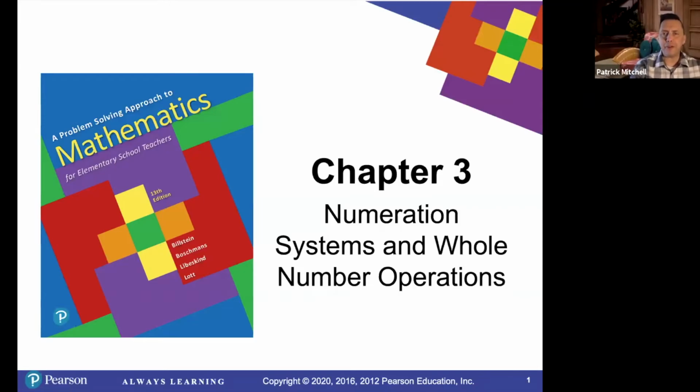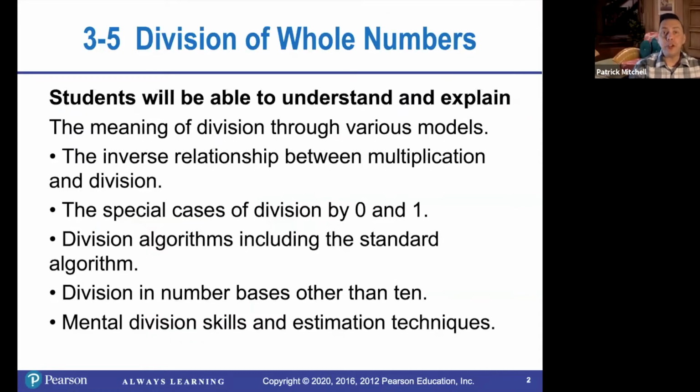We're finishing up Chapter 3 today on numeration systems and whole number operations. Today we'll be looking at division of whole numbers. So we'll talk about the meaning of division through various models, the inverse relationship between multiplication and division, the special cases of division by 0 and 1, division algorithms including the standard algorithm, division in number bases other than 10, and mental division skills and estimation techniques. So the same topics that we've talked about for addition, subtraction, and multiplication.